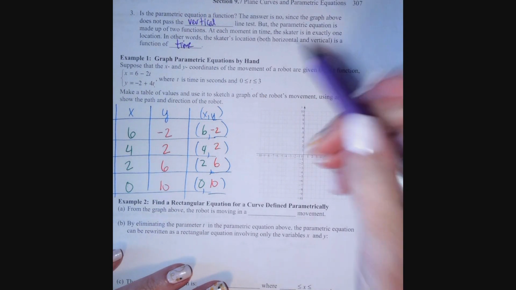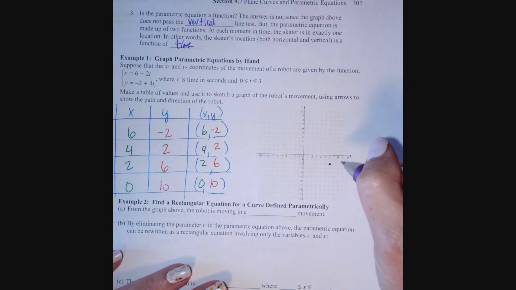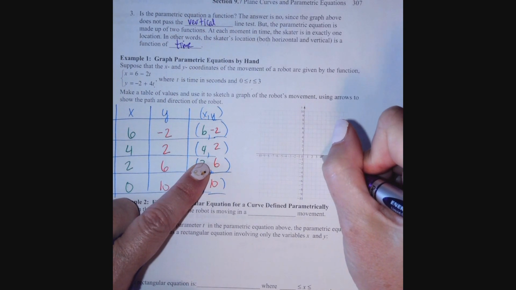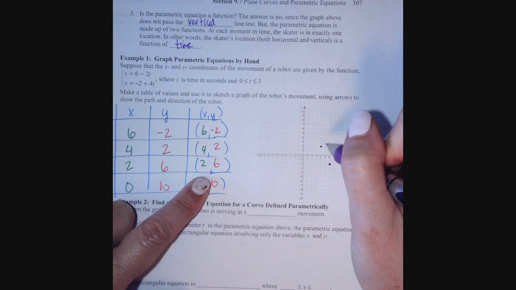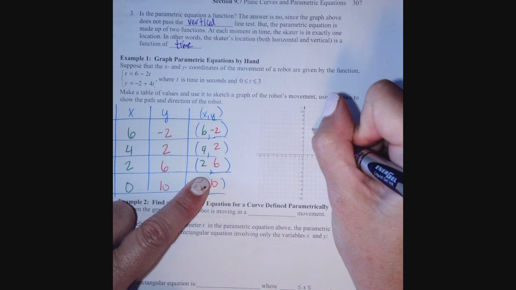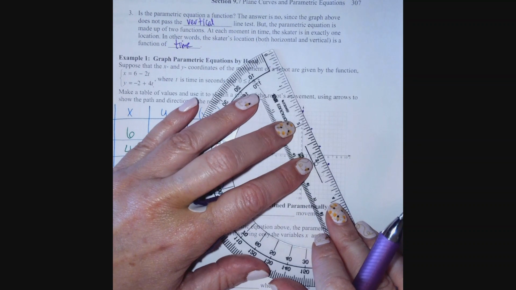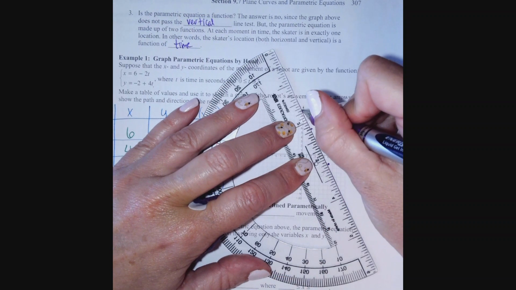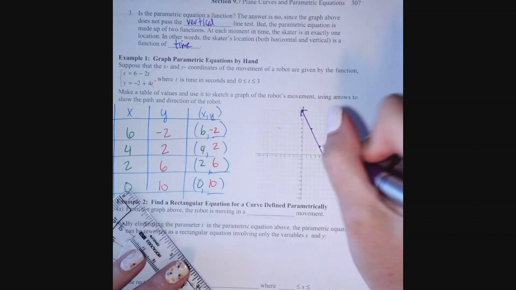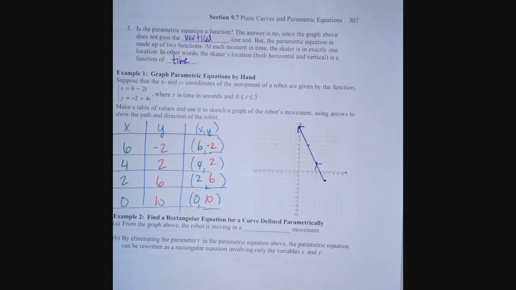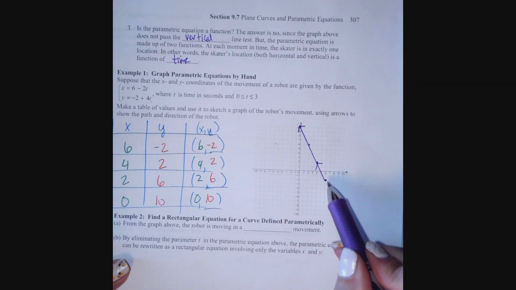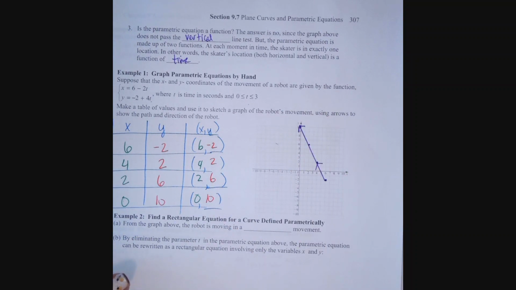So our robot starts at (6, -2), and then it progresses through (4, 2), (2, 6), and (0, 10). And that's how far it gets in 3 seconds. Let me pull out my straight edge, because we have linear motion. Now it is a defined segment. We don't go past; we start at this specific point and we stop here, moving in that direction. This is movement along a curve, even though it is linear.